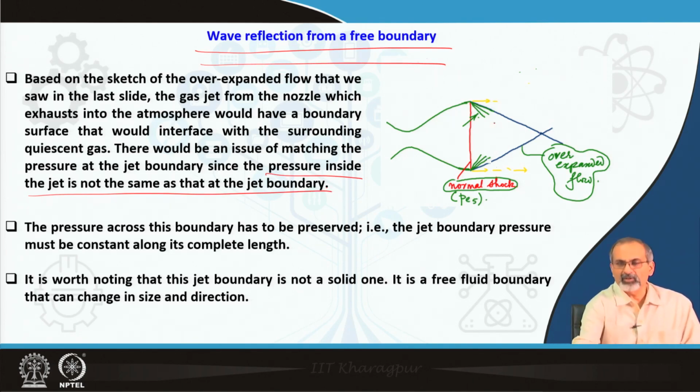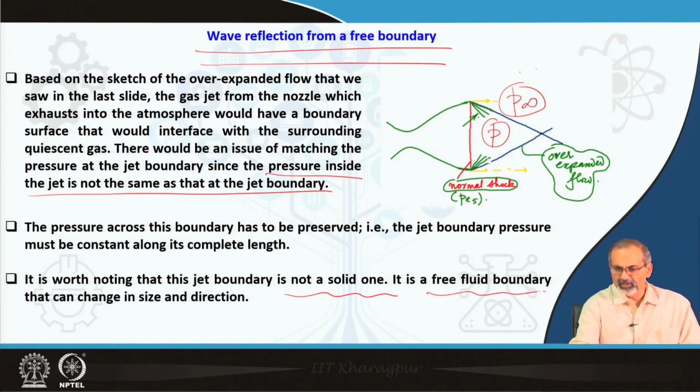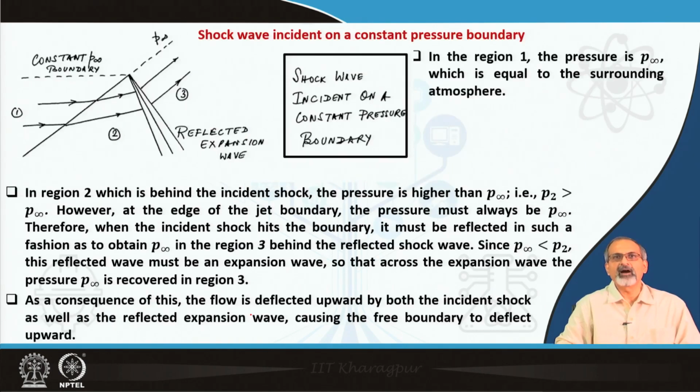Now, what we are talking about is essentially a mismatch between the pressure that we have here and the pressure that lies outside, which is basically P infinity. Now, the pressure across this boundary has to be preserved, that is, the jet boundary pressure must be constant along its complete length. It is worth noting that this jet boundary is definitely not a solid one. So, we are not talking about a wall. It is a free fluid boundary that can change in size and direction, and therefore, let us see how that boundary, the fluid boundary, responds to the incident waves.